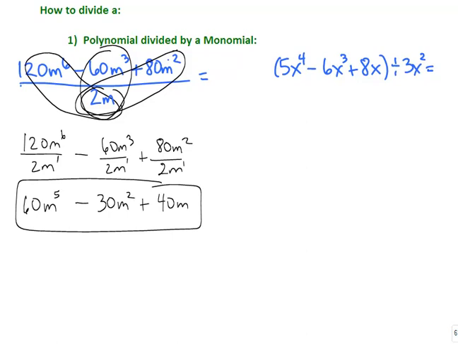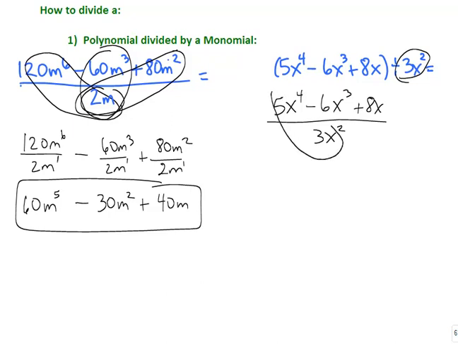The next example is done the same way, even though it's written in a different form. In this case, we're taking this whole polynomial, all of this, divided by 3x squared. That means the same thing as 5x to the 4th minus 6x cubed plus 8x all over 3x squared. The key here is recognizing that we're dividing by a single monomial. In order to do this, a shortcut is to divide each term on top by that monomial in the denominator. So we're going to create 3 separate fractions again.